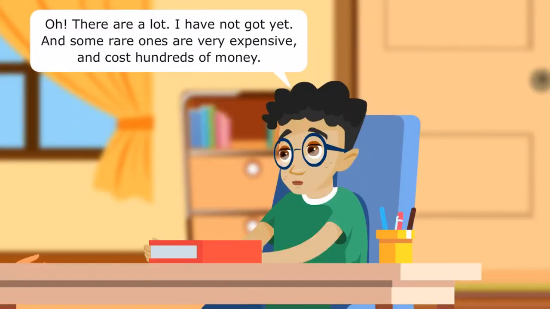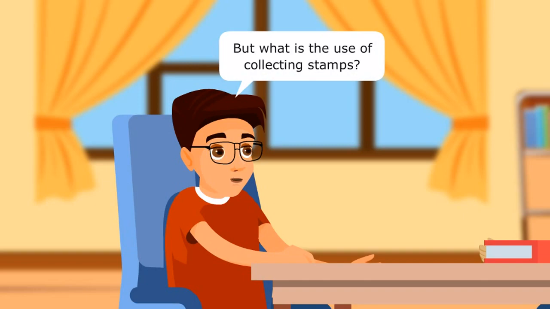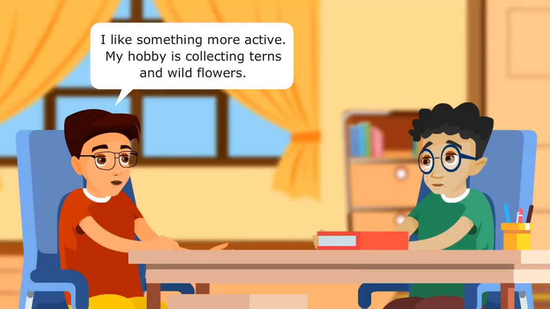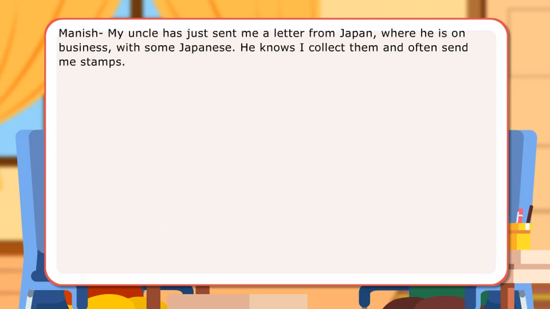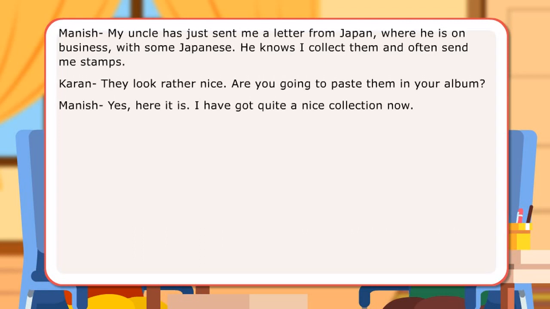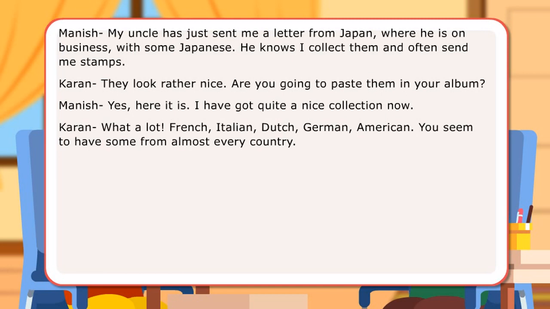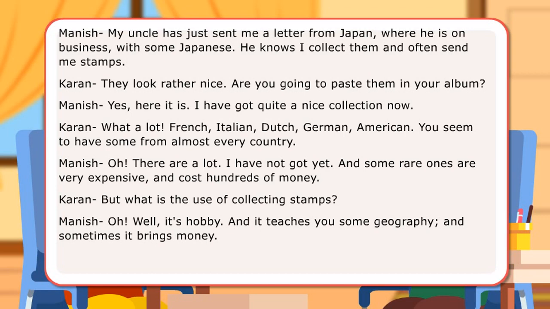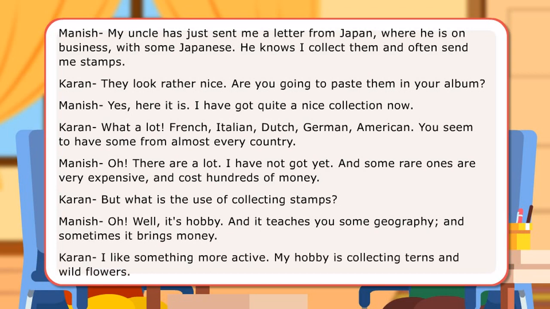I have not got some yet, and some rare ones are very expensive and cost hundreds of money. But what is the use of collecting stamps? Oh, well, it's a hobby, and it teaches you some geography, and sometimes it brings money. I like something more active. My hobby is collecting ferns and wild flowers. In the dialogues, the friends have used some for expressions of quantity and in affirmative contexts. We also come across certain nouns with zero article or no article.